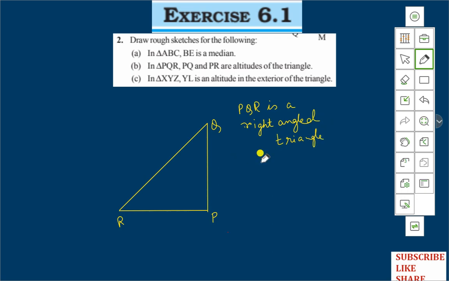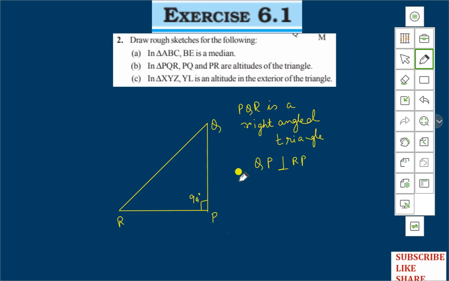Here you see that QP is perpendicular on RP. That means this angle is 90 degrees. Right? Therefore, you can say that PQ and PR are the altitudes of the triangle PQR.